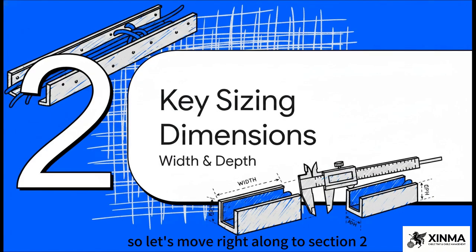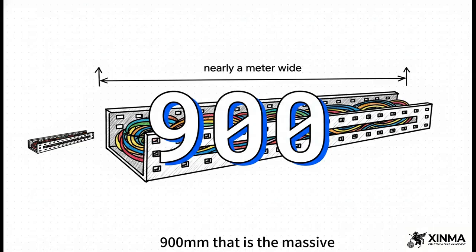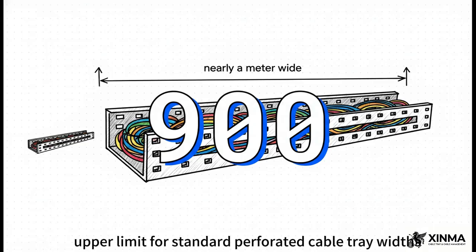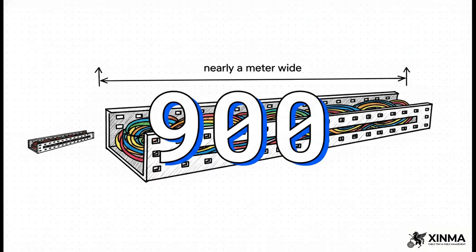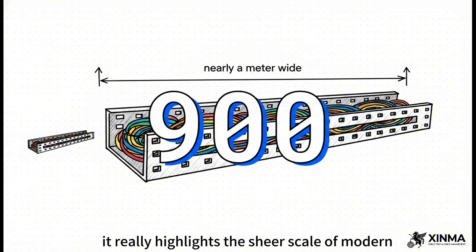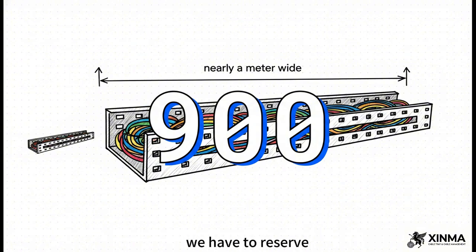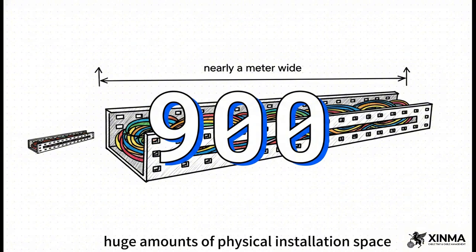So let's move right along to Section 2, how dimensions determine project success. 900 millimeters. That is the massive upper limit for standard perforated cable tray widths. I mean, picture a steel channel that's nearly a meter wide. It really highlights the sheer scale of modern power demands, doesn't it? It means we have to reserve huge amounts of physical installation space.